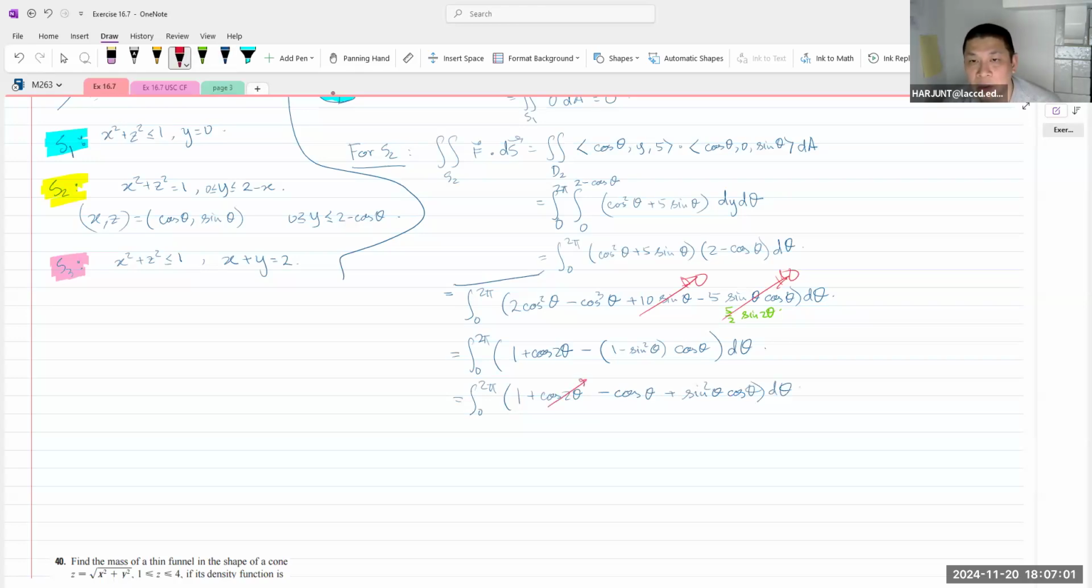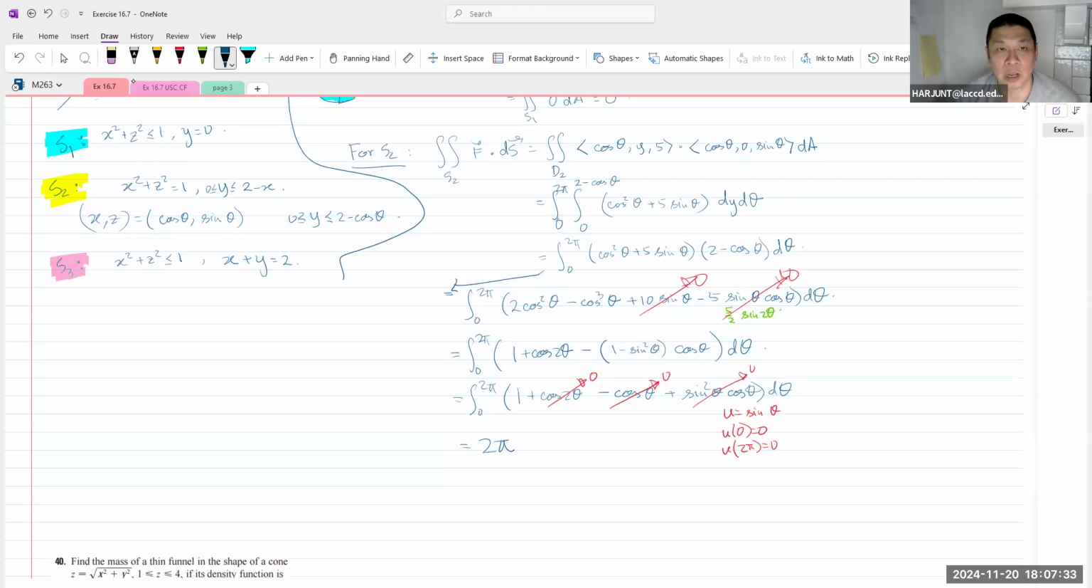This will become 0 because the period of cosine 2 theta is pi. Okay, the period of cosine theta is 2 pi, and for this one, when you do the substitution u equals sine theta, you will see u at 0 is 0, but u at 2 pi is also 0. Okay, so we end up with this only, and therefore that will be just the length of that interval, 2 pi. That's for the second surface.